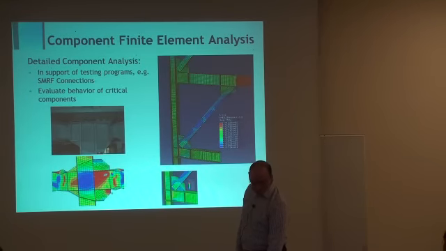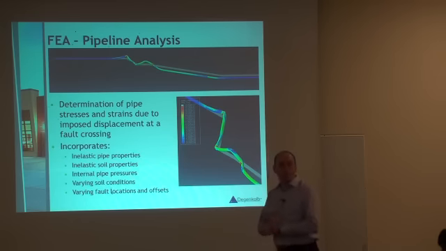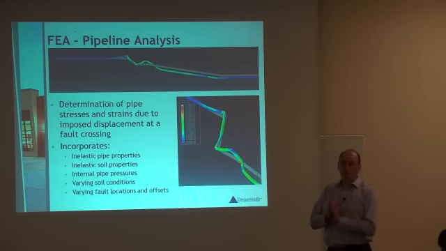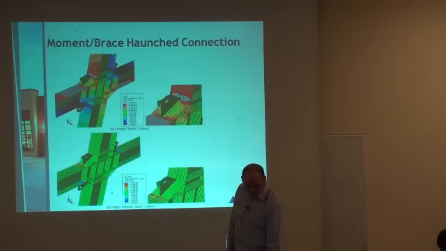We also do a lot of finite element analysis, which is mostly component analysis of connections and so on. I'm just going to show you some images. These are some connections from a building we retrofitted in Oakland. This is a pipeline analysis that we're currently working on. We're looking at the performance of the pipeline due to a fault offset caused by fault rupture. And some additional connection analyses. This is a hunched connection with braces and dampers.